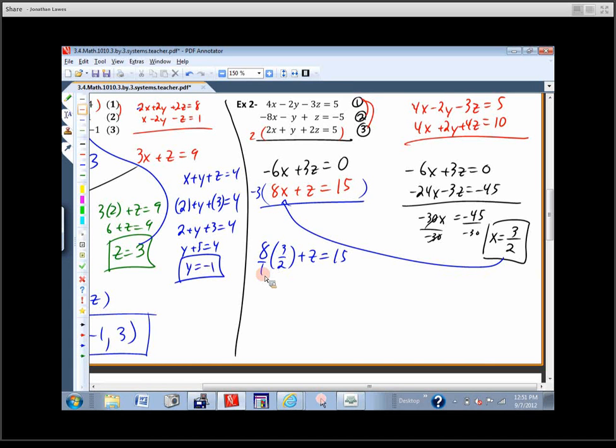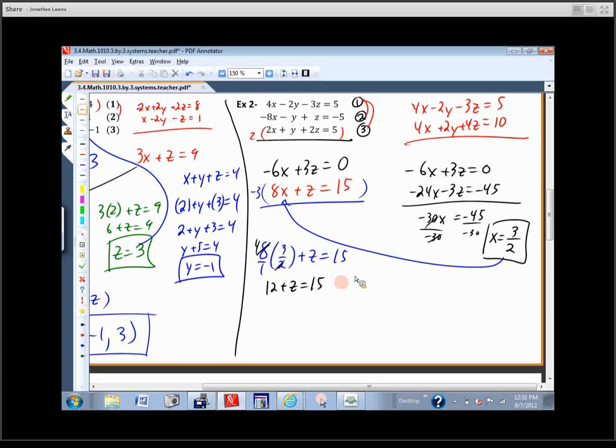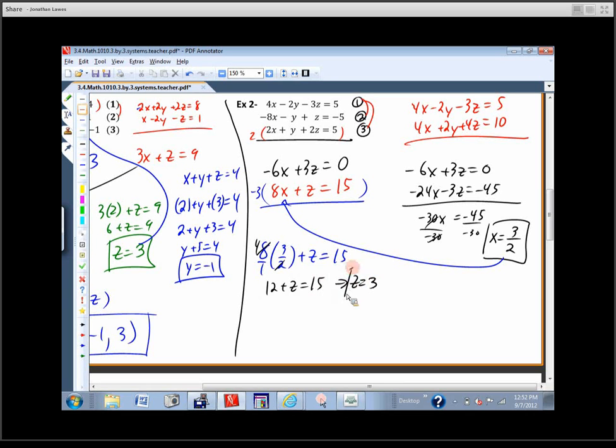If there's a fraction in the problem, you might as well think of everything as a fraction. So let's put 8 over 1. And I'm not going to multiply these and get 24 over 2. I'm going to think this way. I can cross cancel the 8 with the 2. This is now a 4. So this is 12 plus z equals 15. Well, that's good news because that means z equals 3.